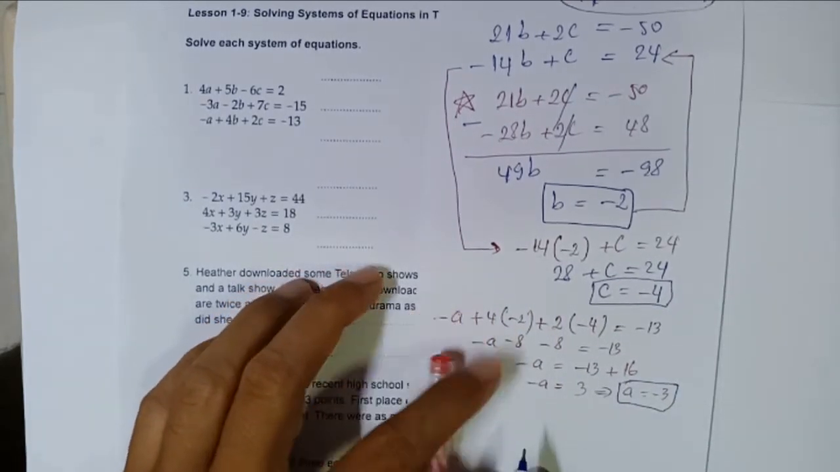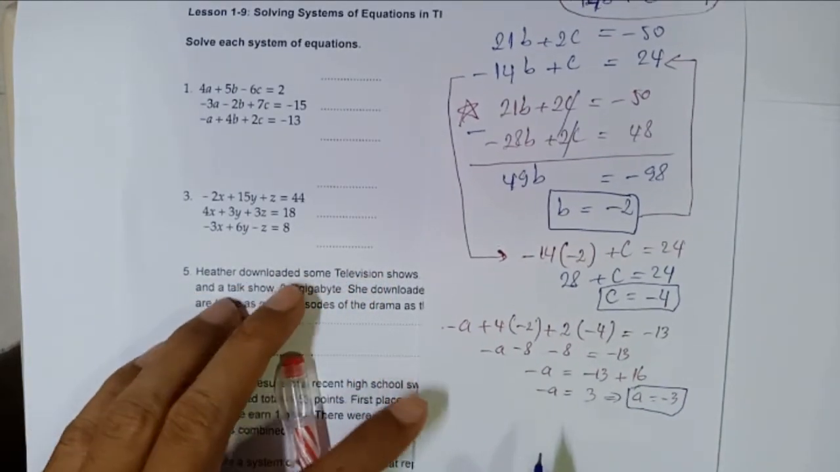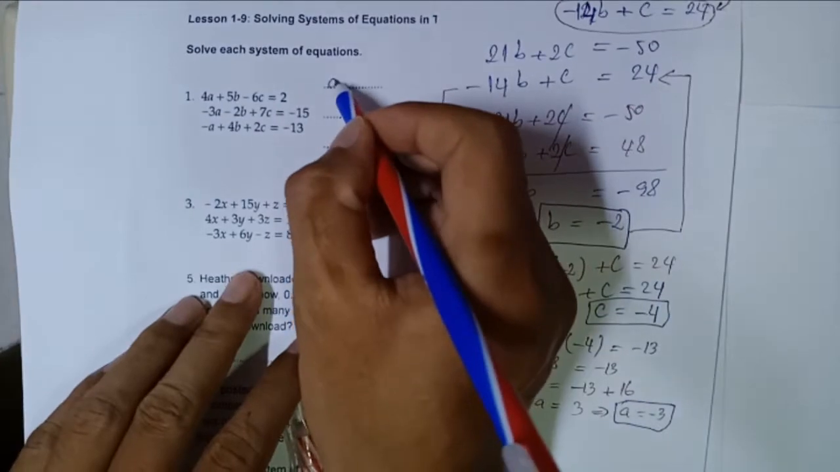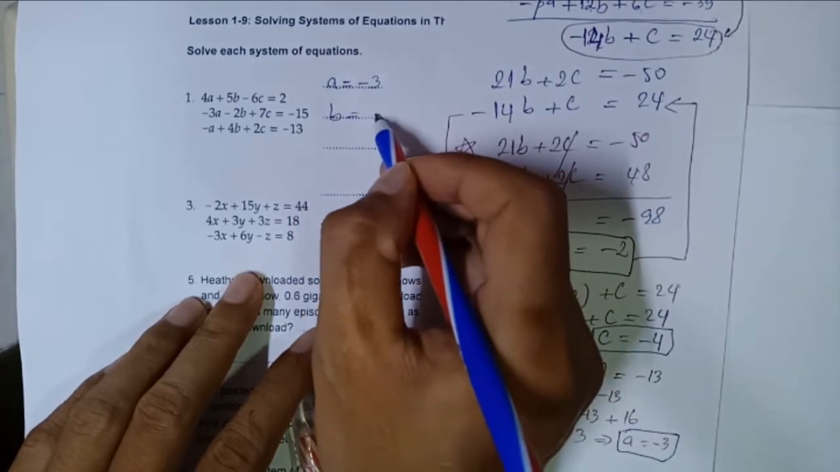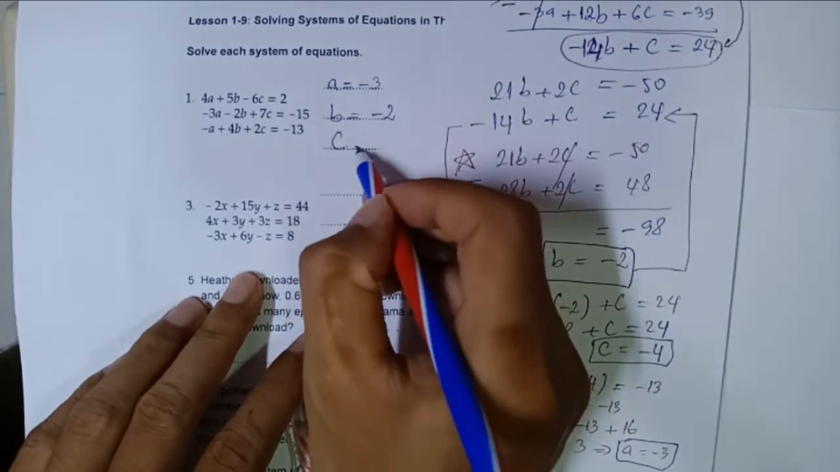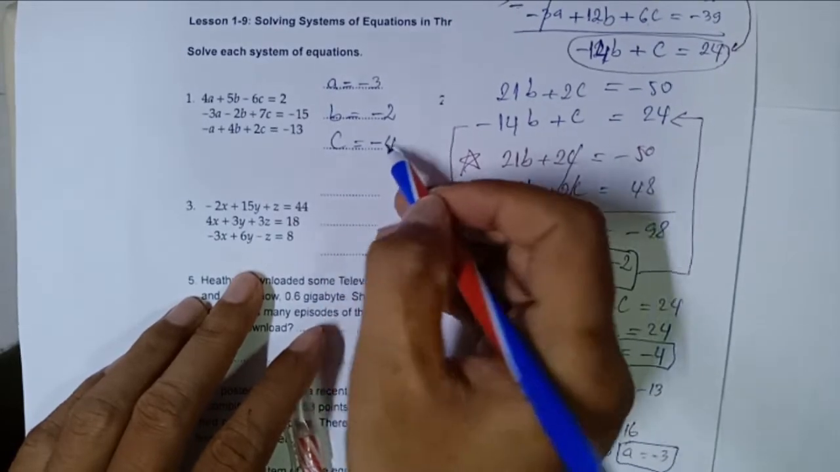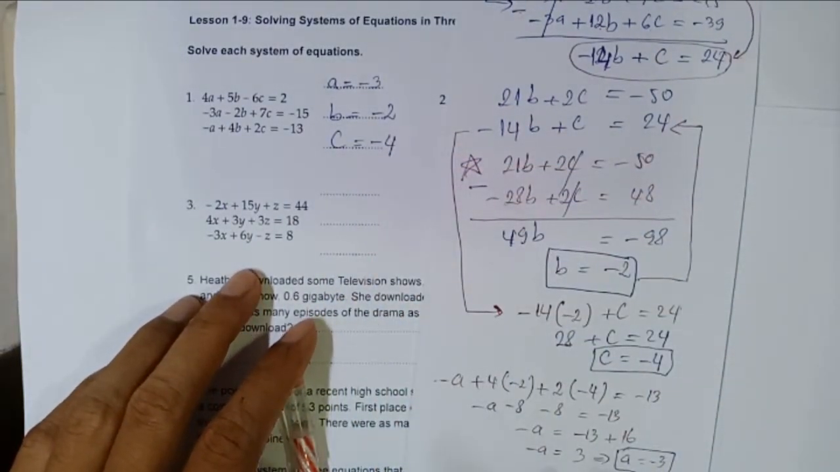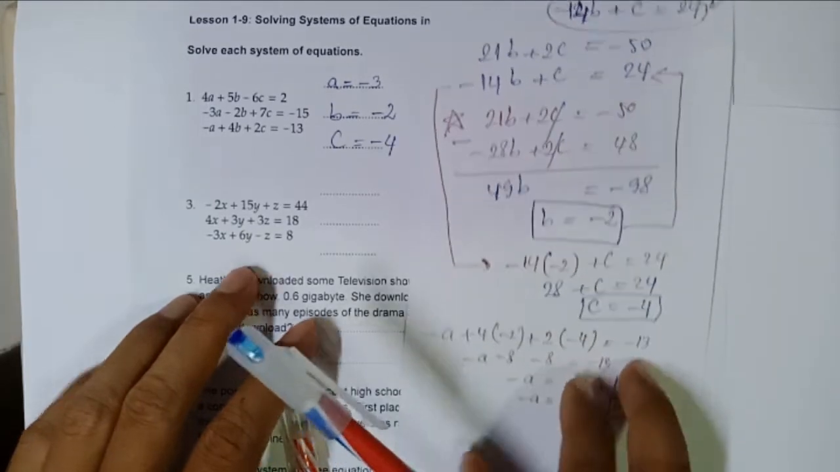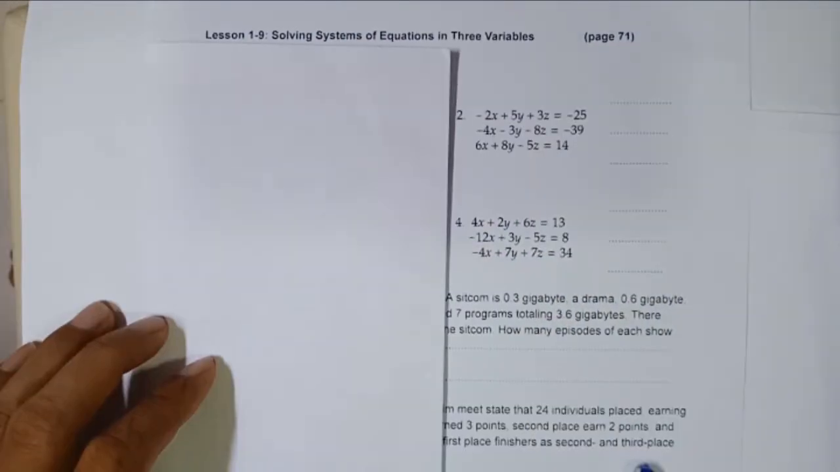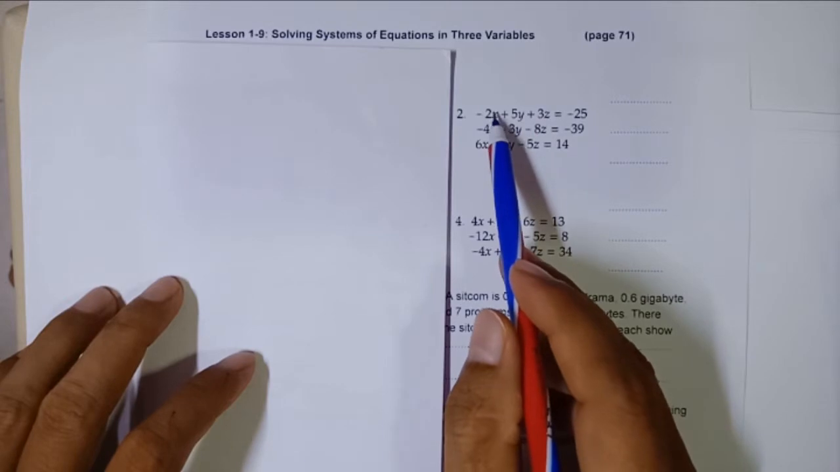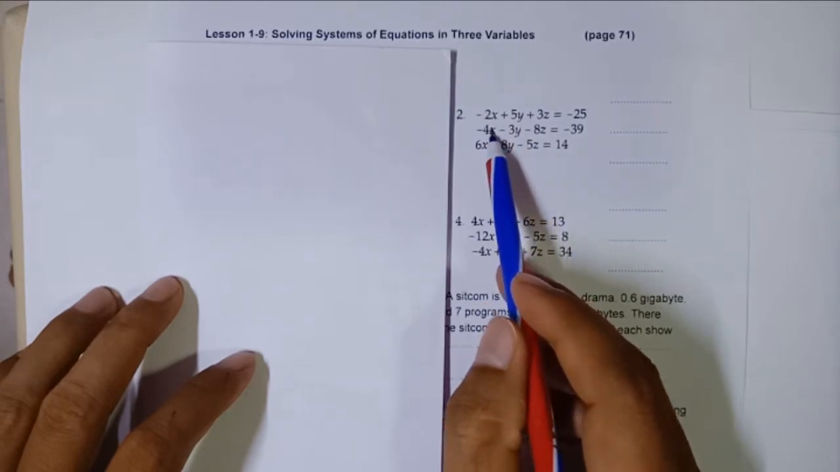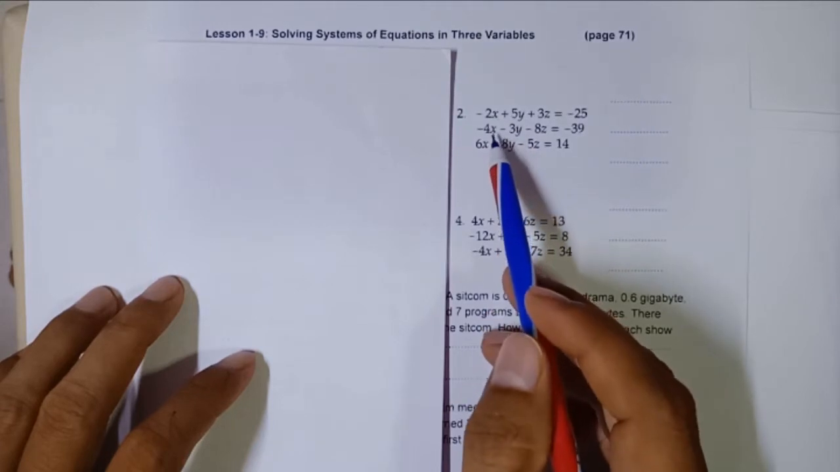So our answer: a equals negative 3, b equals negative 2, and c equals negative 4. That's the answer for the first number. Okay, number 2, I will group the first equation with the second equation, and then the first equation with the third equation. Let's start.